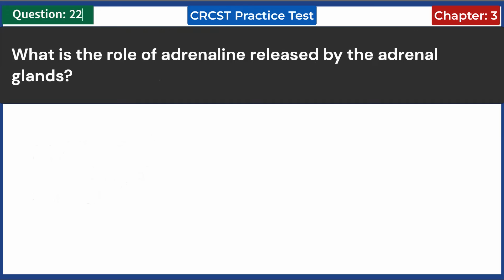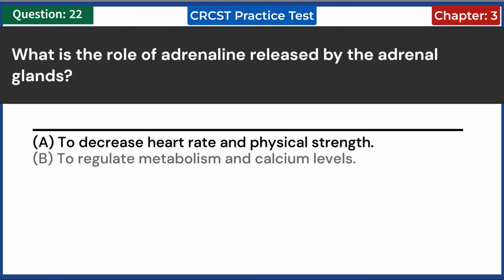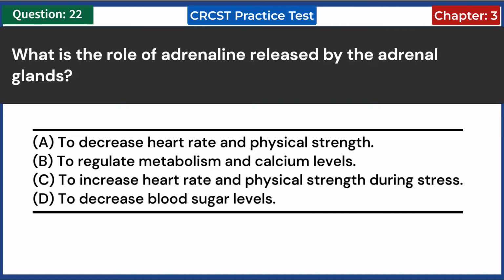What is the role of adrenaline released by the adrenal glands? A. To decrease heart rate and physical strength. B. To regulate metabolism and calcium levels. C. To increase heart rate and physical strength during stress. D. To decrease blood sugar levels. Answer: C. To increase heart rate and physical strength during stress.